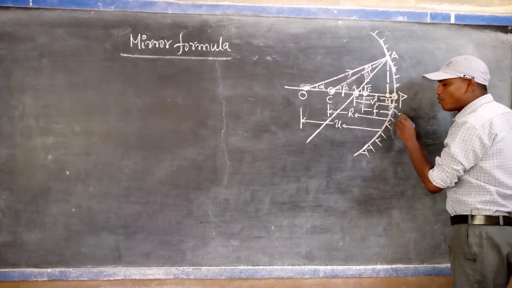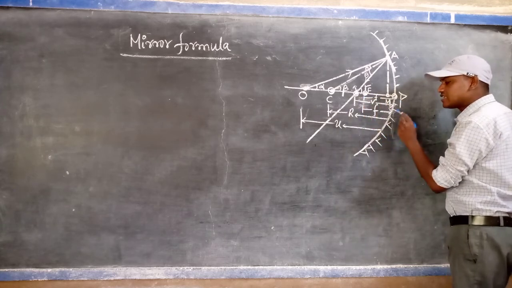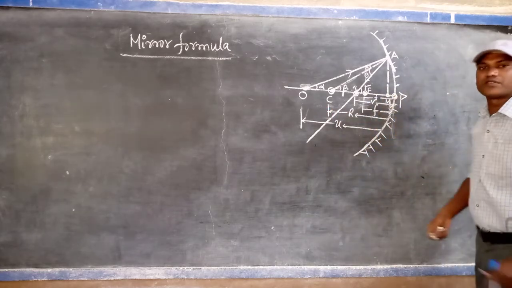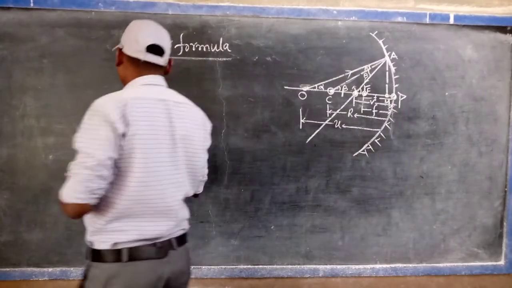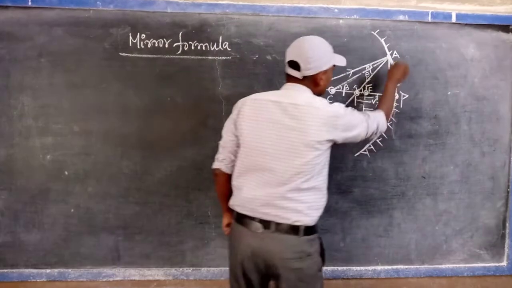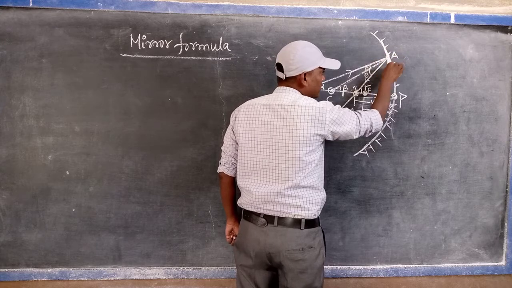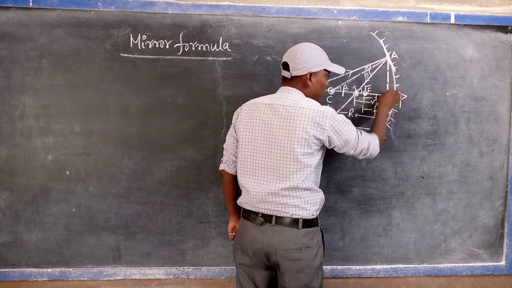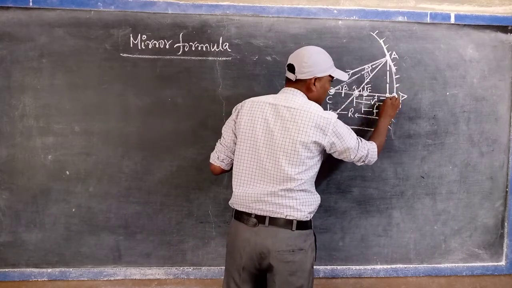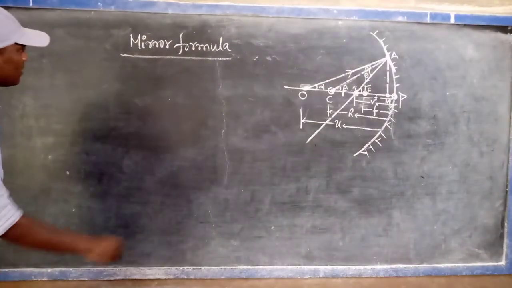Next, the distance from the pole of the mirror to the principal focus is called the focal length. The distance from the pole of the mirror to the center of curvature is called R. So that is the primary idea about the diagram. Now, the point A is called the point of incidence. From the point of incidence we draw a perpendicular line onto the principal axis, where it meets the principal axis, we can call it M. Now this is the primary idea. Now let me come to that one.